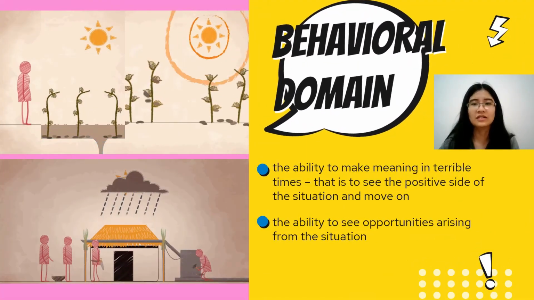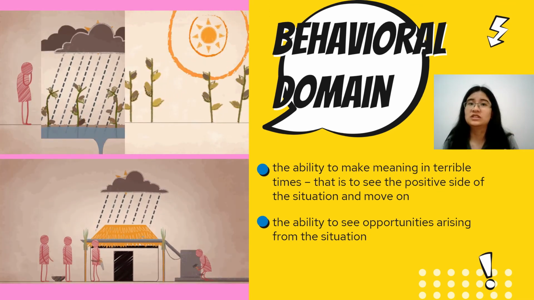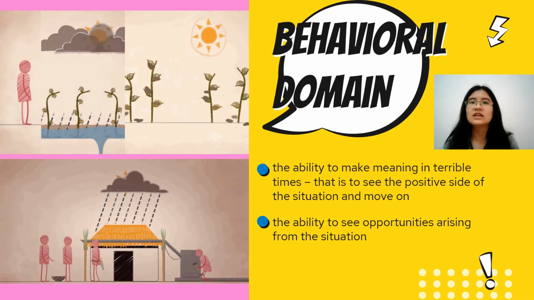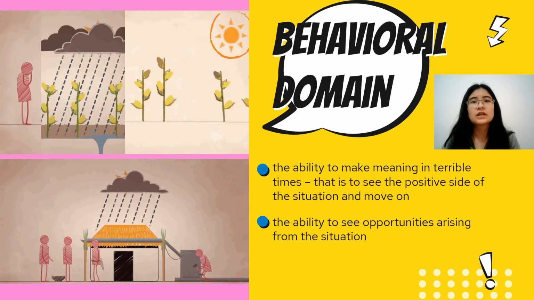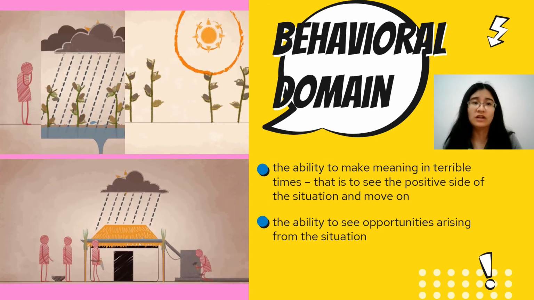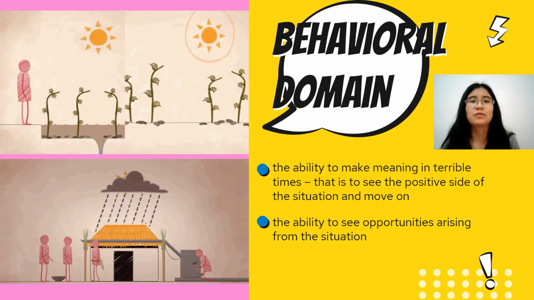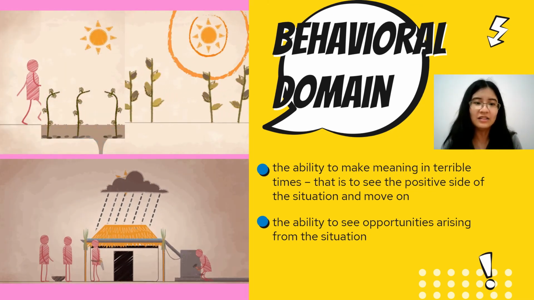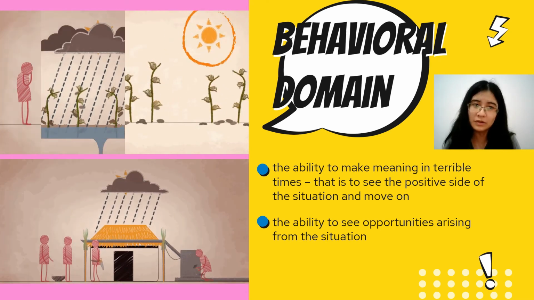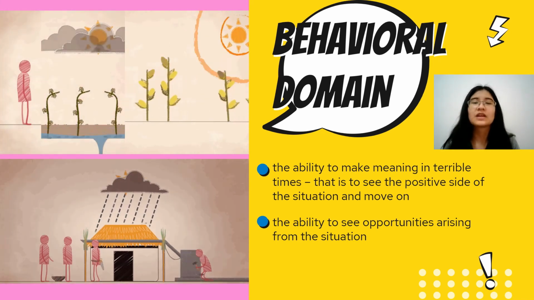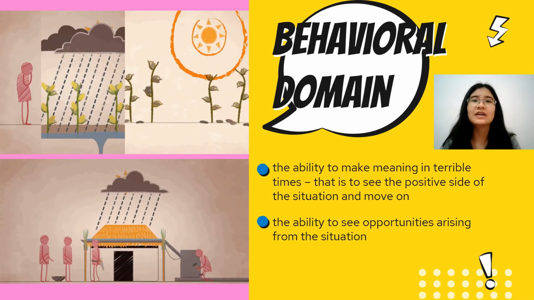The behavioral domain. The behavioral domain is the ability to make meaning in terrible times. This means that we are able to see the positive sides and turn them into opportunities, to turn bad things into good things. For example, in the video there are two places. The first place is overrained, with a lot of water, so the crops die. The second place is too hot, so the crops also die. So they discuss and come up with a water system. They collect the rain water from one place and bring it to the place that lacks water, so in the end, in both places the crops survive and the people are able to harvest them.